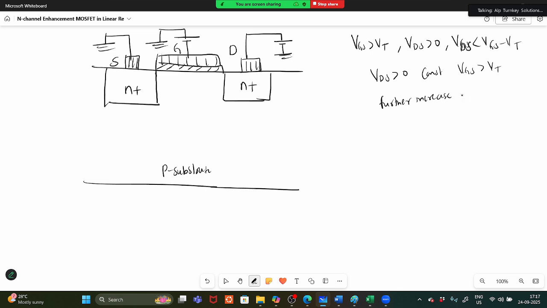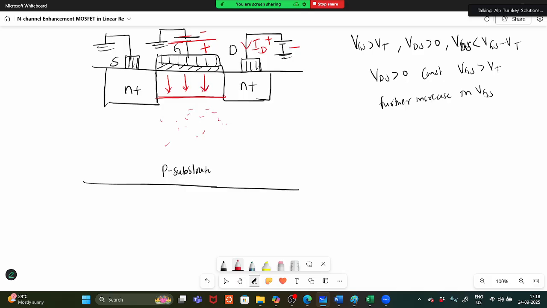consider a further increase in VGS. If you increase it further, it is a positive voltage. VGS is positive, so this side is negative and this side is positive with respect to source. Due to this, ID current is flowing from drain to source. Further increase in VGS, what happens? More electrons will get accumulated in the channel, and the depth of the channel increases. The channel will be linear only, but its depth will increase.